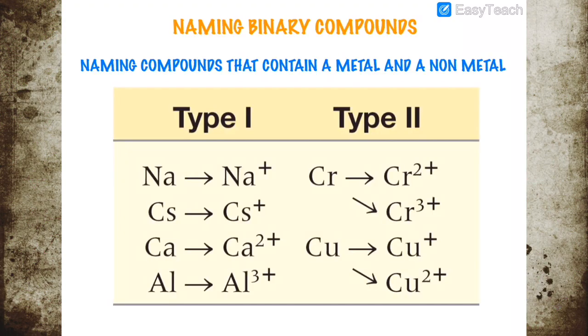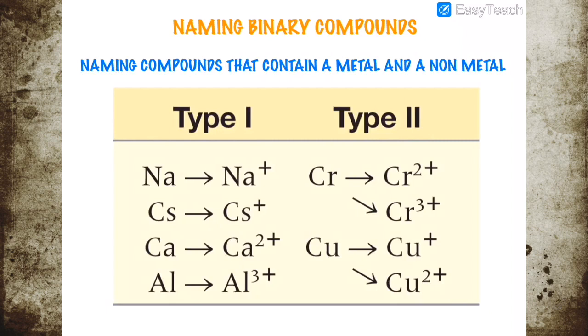Naming binary compounds. Naming compounds that contain a metal and a non-metal is our binary ionic compounds. These contain a positive cation and a negative anion. There are two types of this compound. In type 1 compounds, the metal present forms only one cation, while in type 2 compounds, the metal present can form two or more cations with different charges.